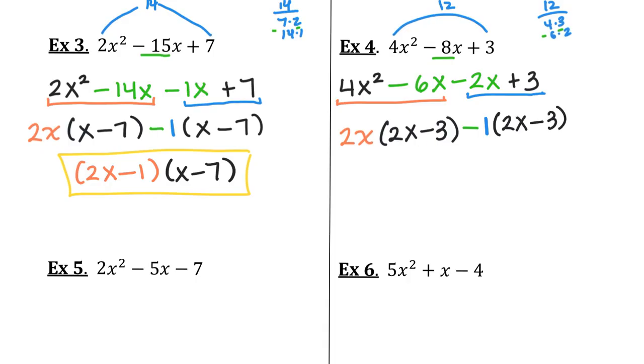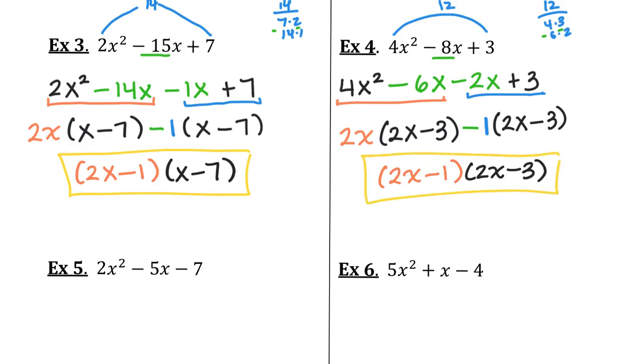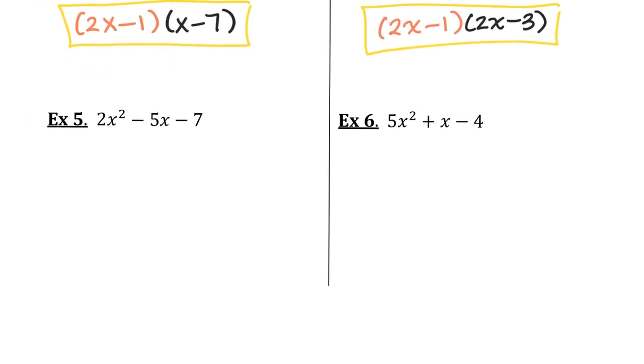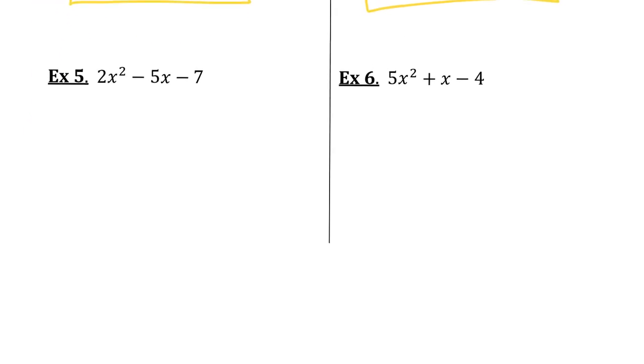Okay, and then I want to make sure these match. If they don't match, I probably made a mistake, and I'm going to go back and check my signs. But since they do match, I can write my two factors. Okay, and then I'm good. If I wanted to check, I could multiply them back out.